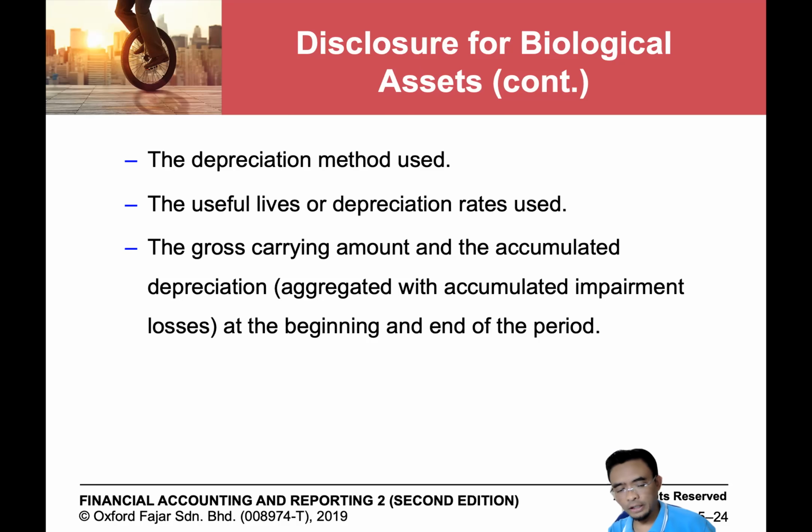So there, and we have another issue regarding the bearer plants. There are some plants considered as bearer plants and some plants not considered as bearer plants. Okay. I think that's all for Chapter 5 under biological assets.